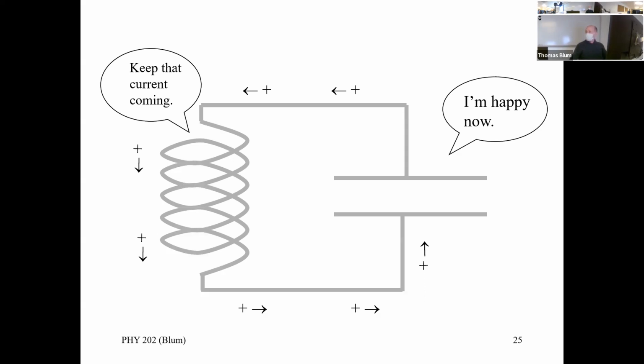I don't have any positive charges that don't like each other anymore. I have a mix of positive and negative charges, which I'm happier about. But to do that, we set up a current, and inductors don't like change. So the inductor says, you got me going with this current, you better keep it coming. And so the inductor insists that that current keep coming.